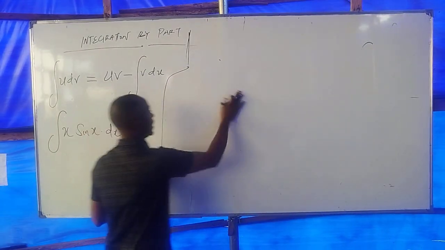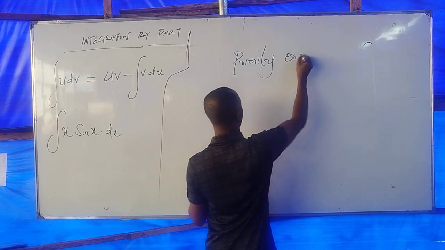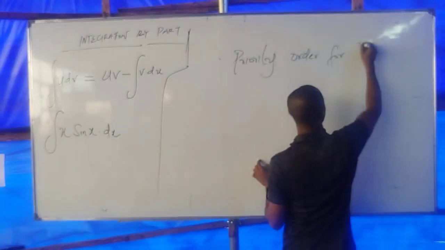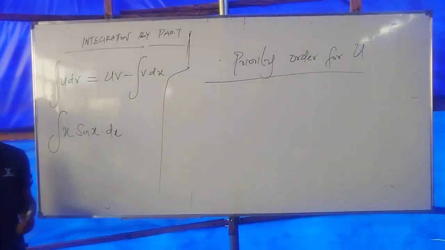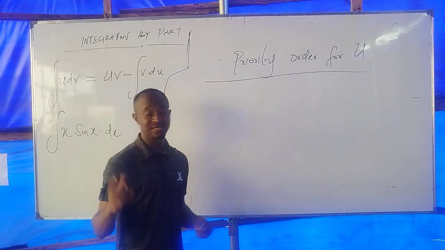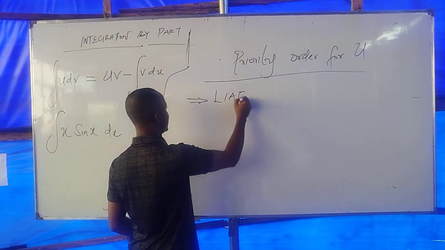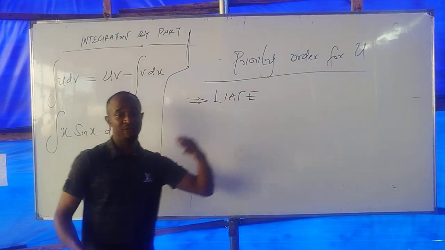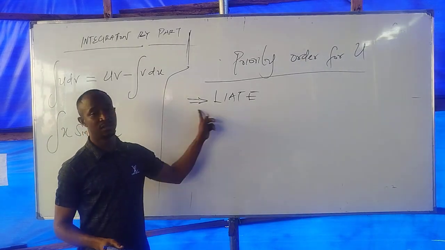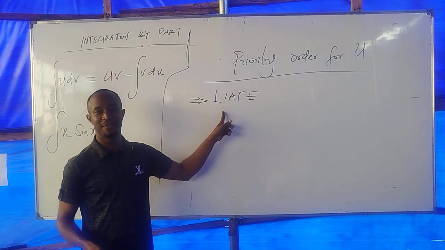We have what we call the priority order for choosing u. Listen, I use an abbreviation called LIATE to determine the order for choosing u. How do you pronounce that? LIATE.